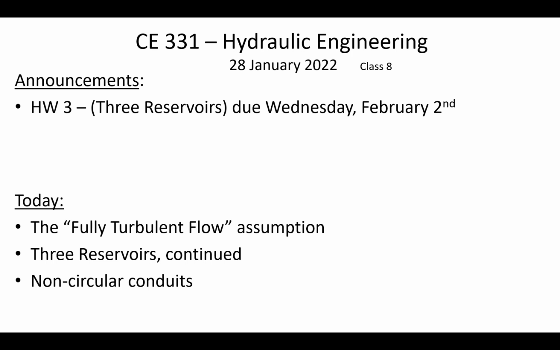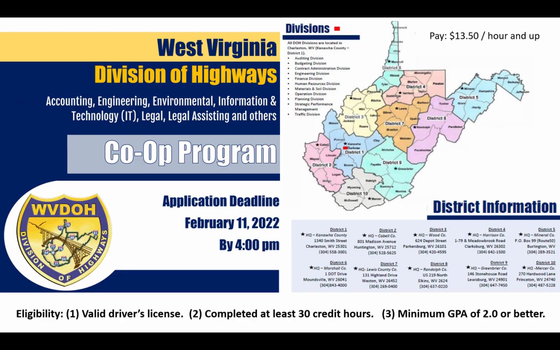So we'll do that, another 3 reservoirs example, and then we'll talk about how some of the equations we've used so far this semester apply to non-circular conduits, where we've talked about how the hydraulic radius for a circular conduit is just diameter divided by 4, but there's some other very simple modifications we can make when it's a rectangular or triangular or square conduit rather than circular.